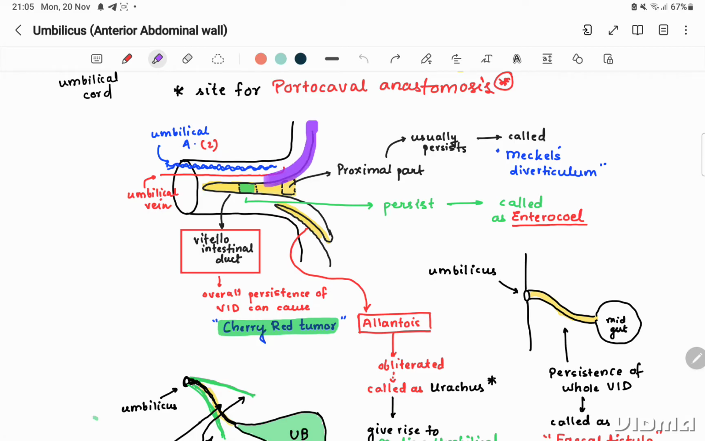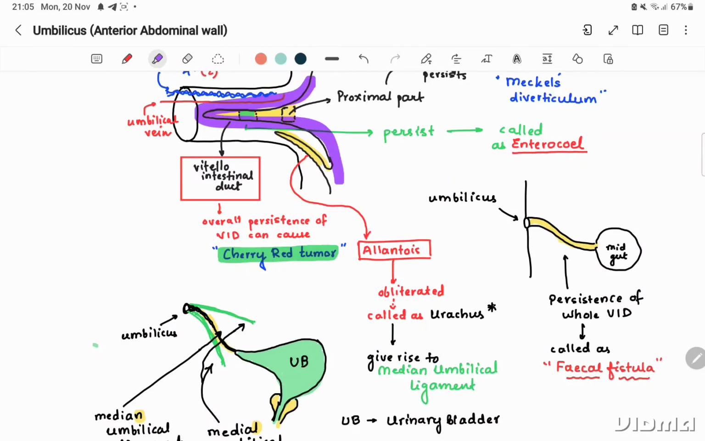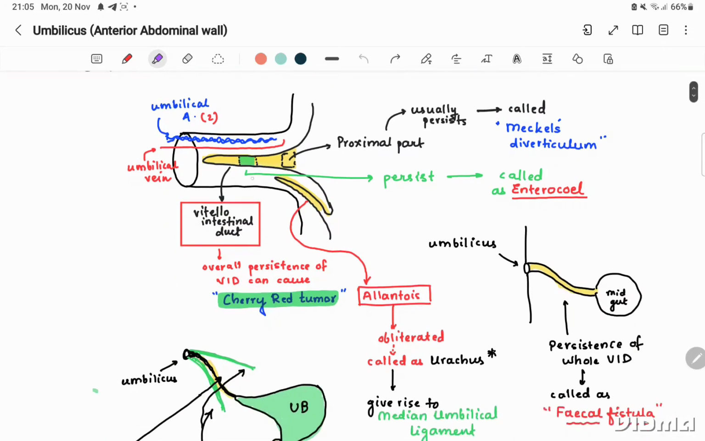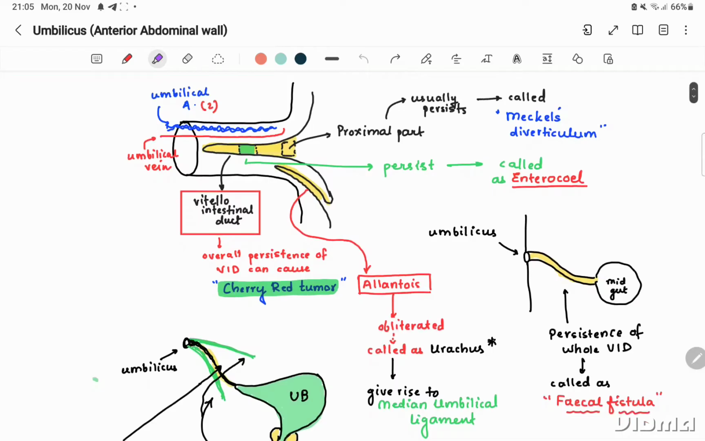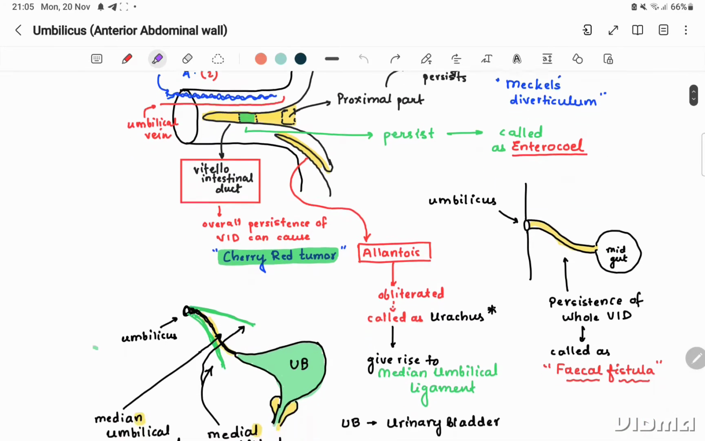Okay, this projection is called the vitelo-intestinal duct. If there is persistence of the whole vitelo-intestinal duct, it will cause a cherry red tumor. If there is persistence of the proximal part of the vitelo-intestinal duct, it will be called Meckel's diverticulum. And if the distal part persists, it is called an enterocele.